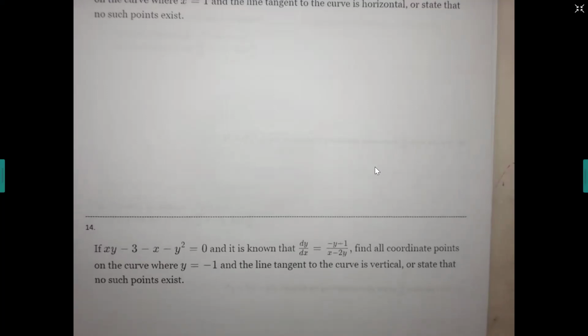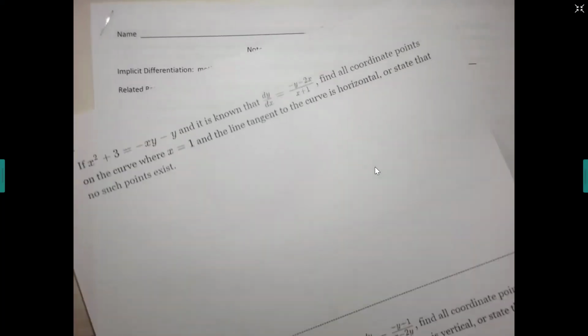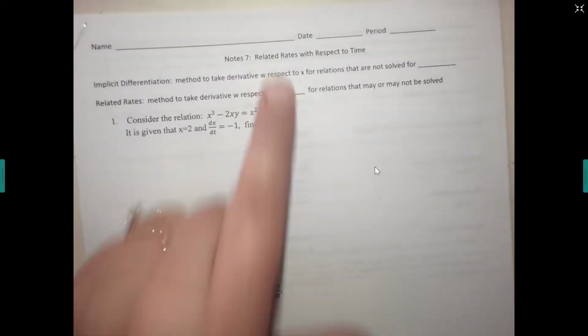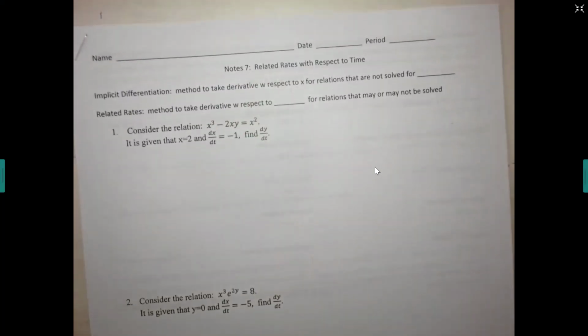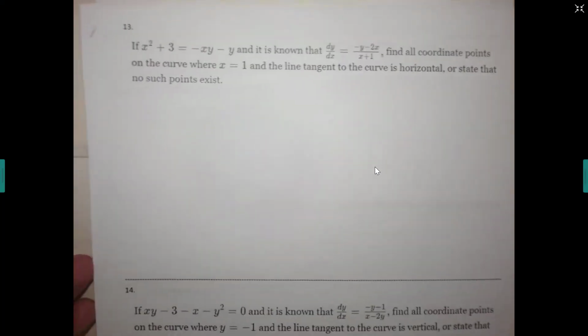Okay, seventh period. So we are going to start with this little single sheet. These are going to help you finish last time's homework. And then we are going to move on to your related rates packet. We're not going to finish it today, but we're going to work on that packet over 2 days. So we're going to start right here.